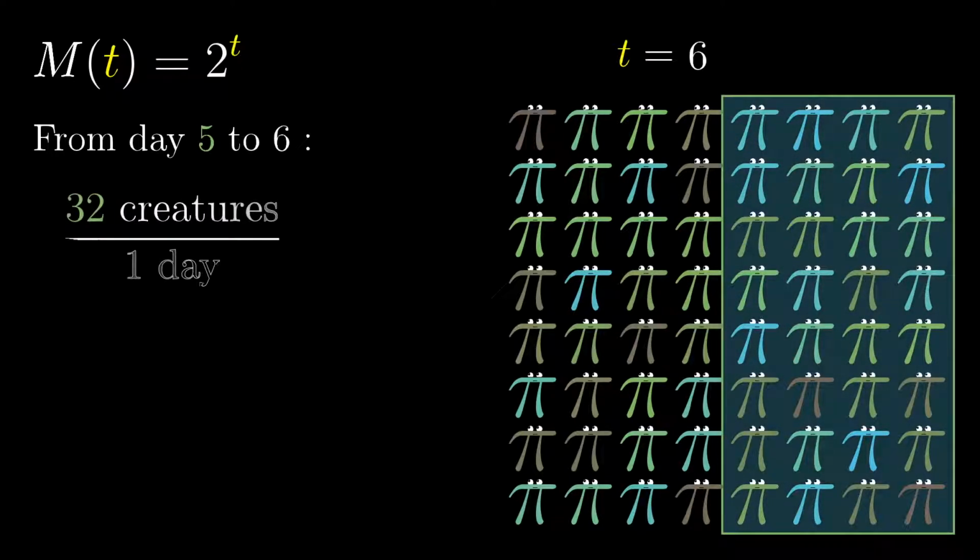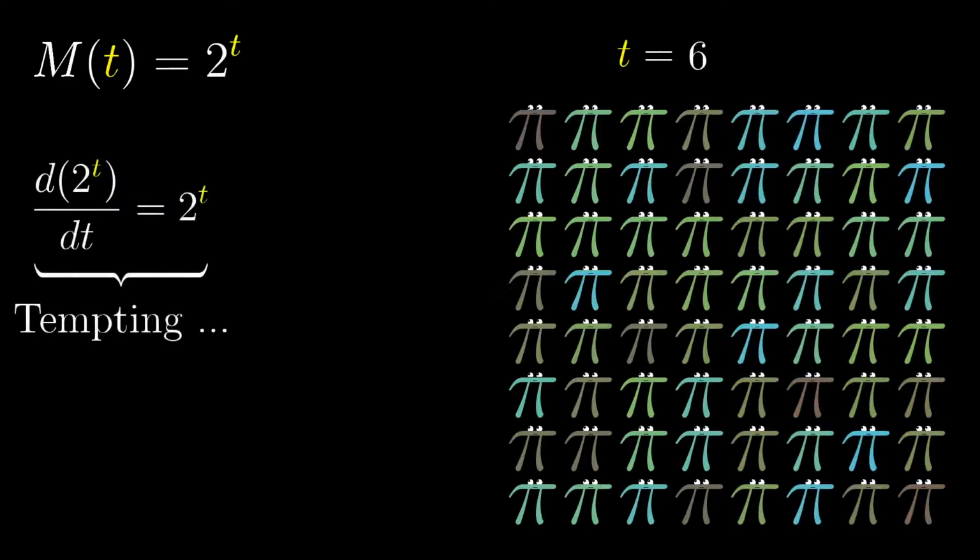And in general, this rate of growth over a full day equals the population size at the start of that day. So it might be tempting to say that this means the derivative of 2 to the t equals itself, that the rate of change of this function at a given time t is equal to, well, the value of that function. And this is definitely in the right direction, but it's not quite correct.